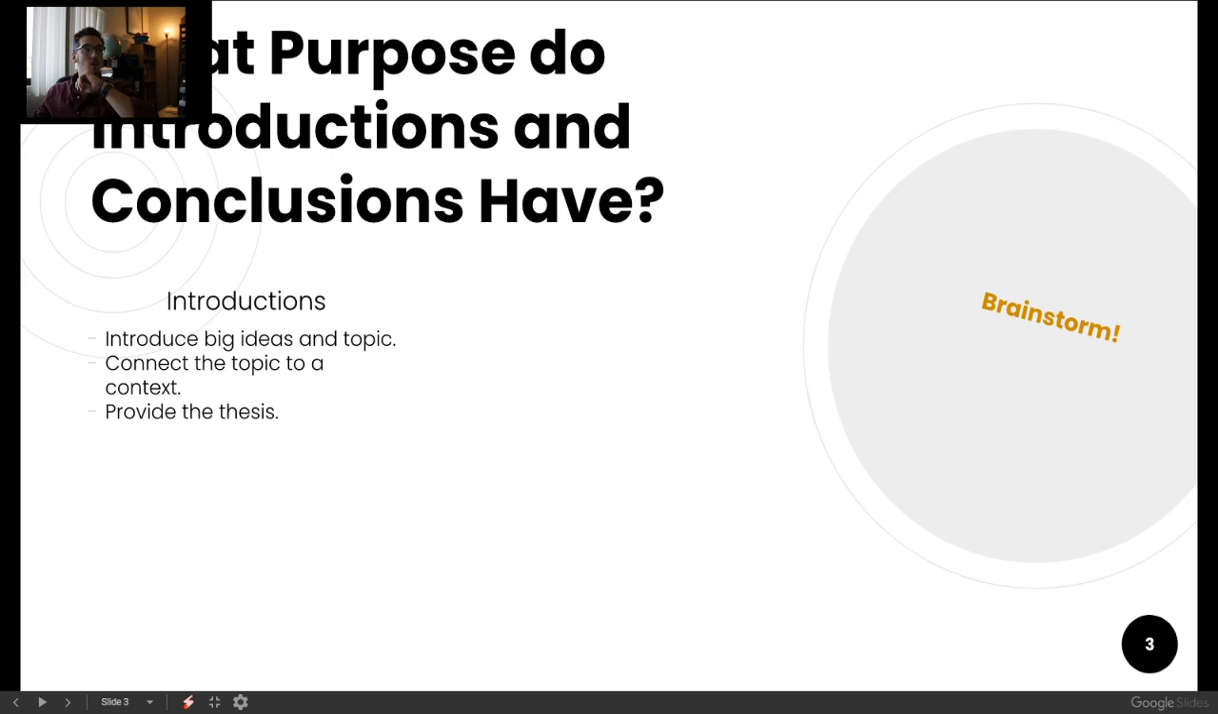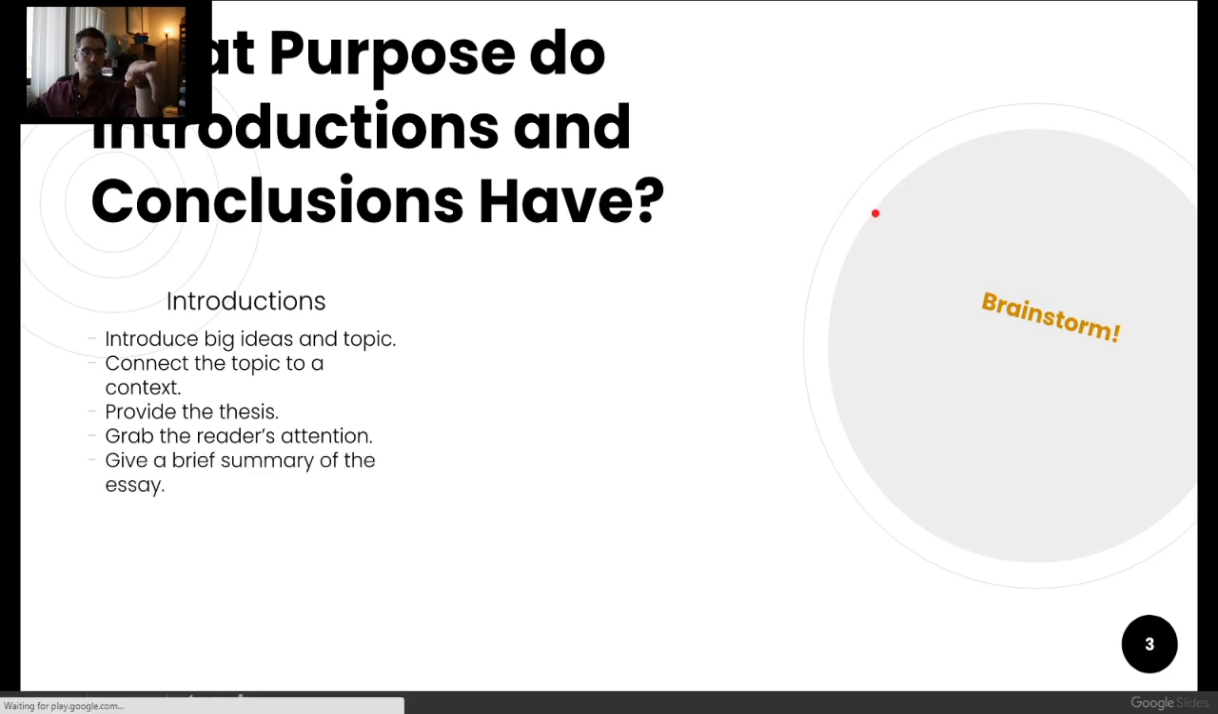The introduction also must provide the thesis. That's required. So the thesis statement should be in there. I think, Chloe, you mentioned that the introduction should grab the reader's attention. So it should grab their attention. And it should give a brief summary of the essay. That's what Eve mentioned as far as the order. Like I said, it doesn't necessarily have to provide the order in which the arguments are made, but oftentimes providing a brief summary of the essay can be beneficial in the introduction if it's done correctly.